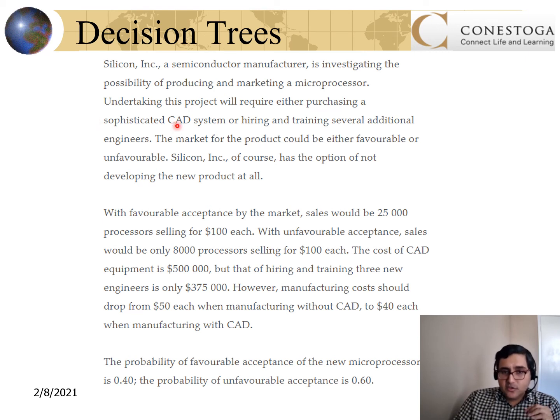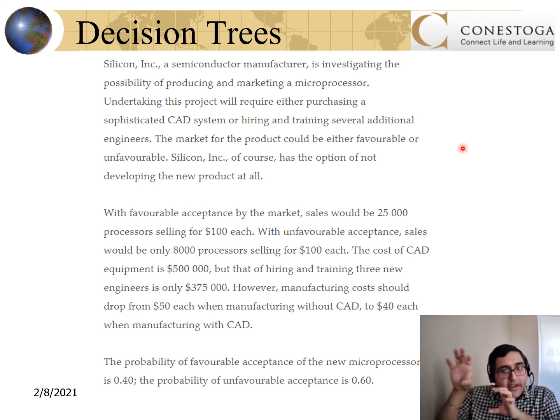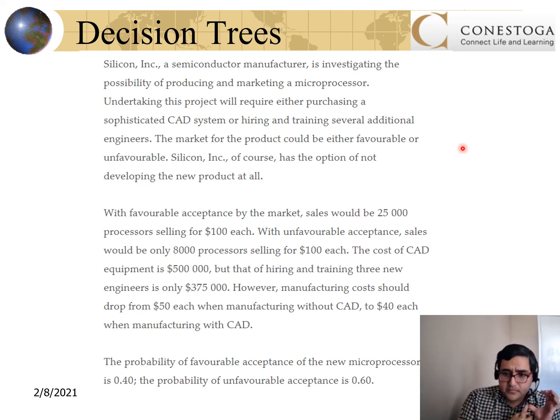Now for developing this new product, you have to either purchase a sophisticated CAD system, or the second option is to hire and train several additional engineers. So one is to hire additional engineers, or to purchase the software system. So there are two options. The question is, which one should I go for? The reason is it's a new product, so the market for this product can be either favorable or totally unfavorable.